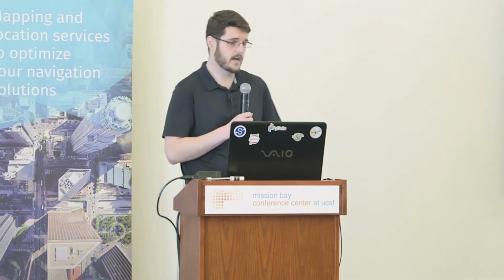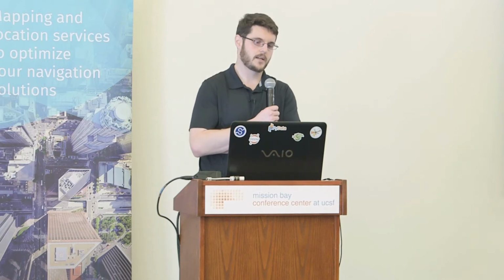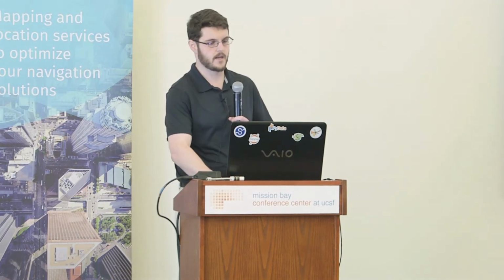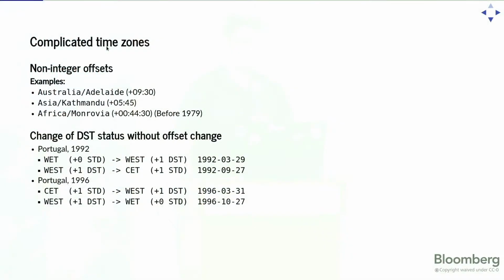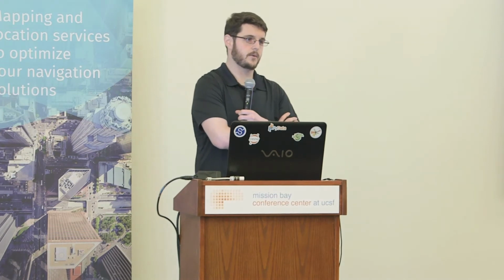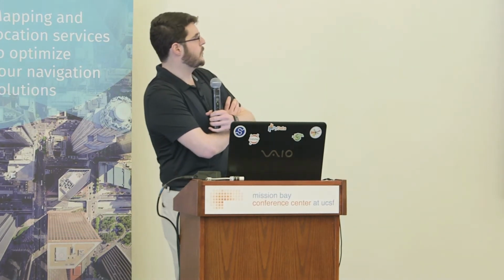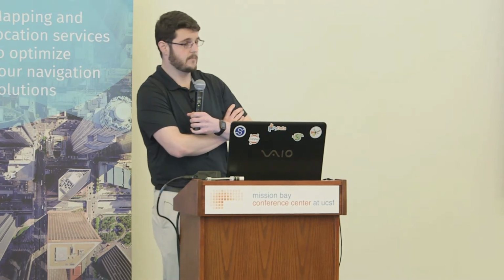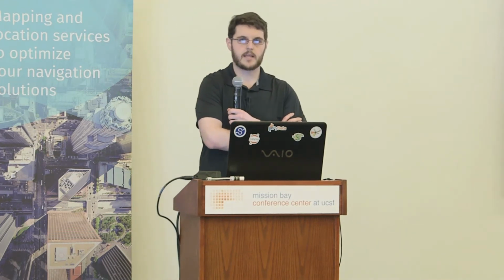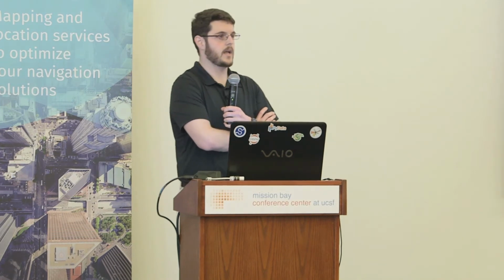Before 1979, Liberia was on a time zone that was 44 minutes and 30 seconds ahead of UTC. Here's another crazy example. In 1992, Portugal decided that they wanted to switch their base offset from UTC plus 0, Western European time, to Central European time, which is UTC plus 1. I think they felt the least disruptive way would be, when they finished their daylight savings time of Western European summertime, to just switch daylight savings time off without a corresponding offset.